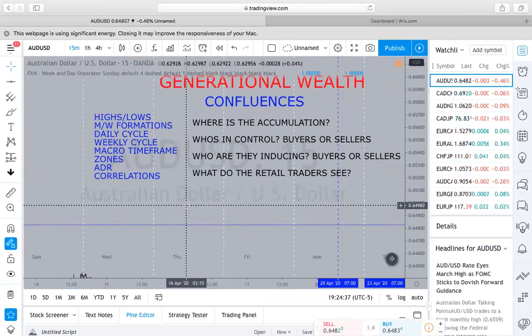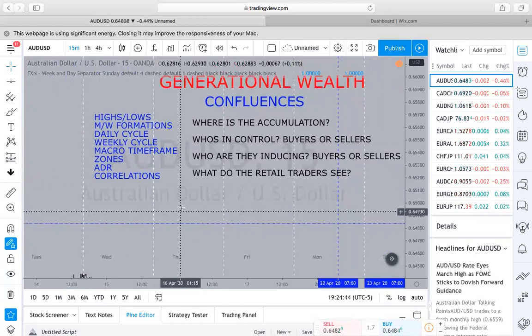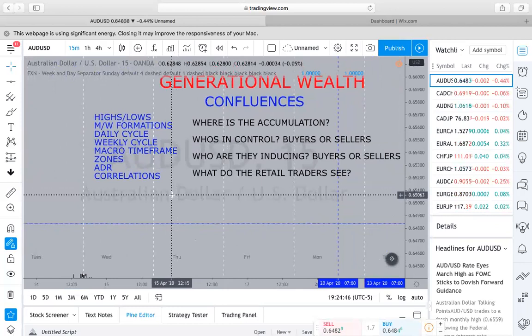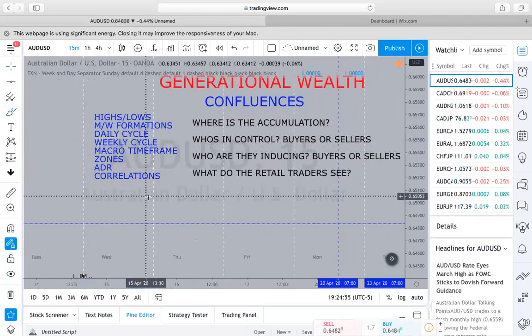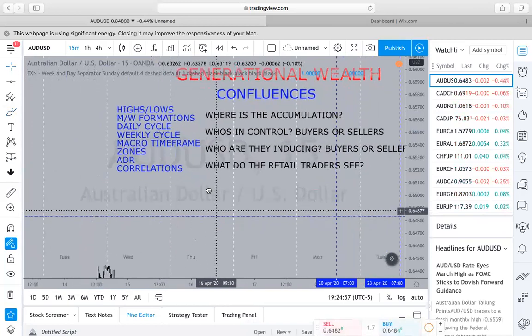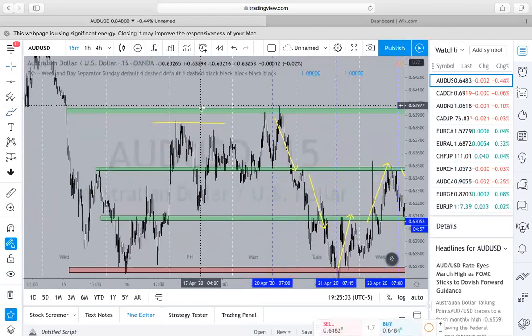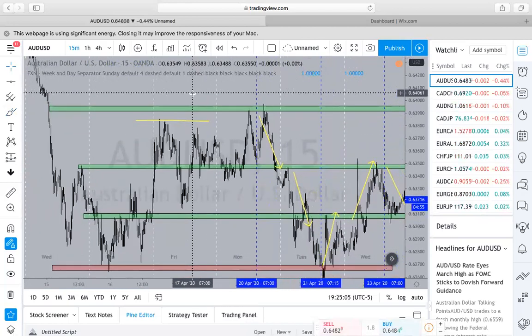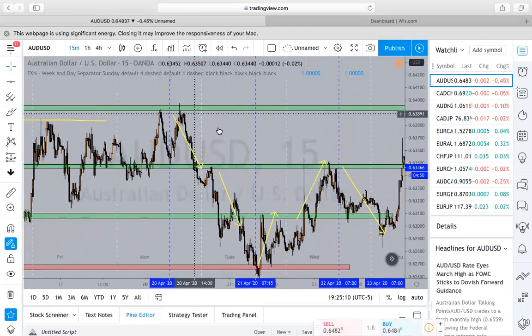You have to start to identify and understand how these sessions move, and each pair is different. Now that goes into the weekly cycle structure. This is another confluence. What is the weekly cycle structure? What are we expecting on the weekly cycle structure? Sunday, Monday, Tuesday, starting that trend, that retail trend. Wednesday, Thursday, Friday, reversing the market.